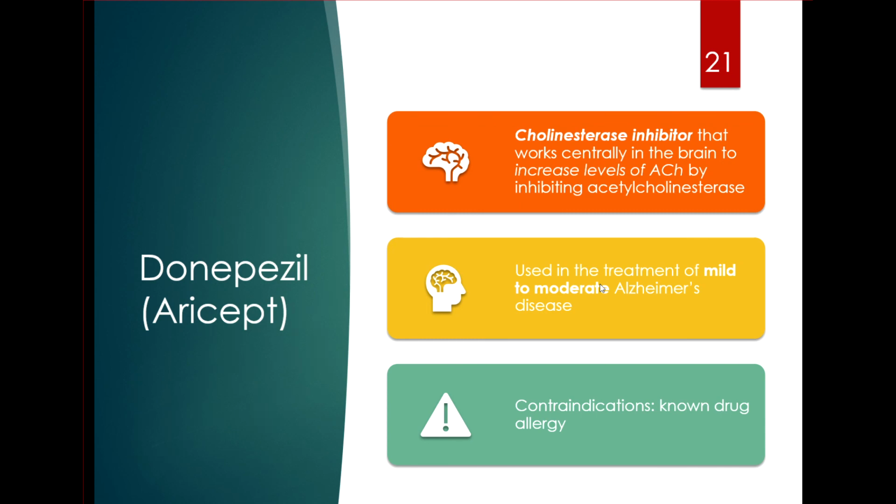We use a couple of cholinesterase inhibitors here. They work centrally in the brain. This drug is called donepezil. Aricept is another name, but donepezil. It works centrally in the brain and it increases levels of acetylcholine by inhibiting that enzyme acetylcholinesterase. You just thought you left all that back in your pathophysiology class. You didn't know I was going to sneak it into pharmacology.